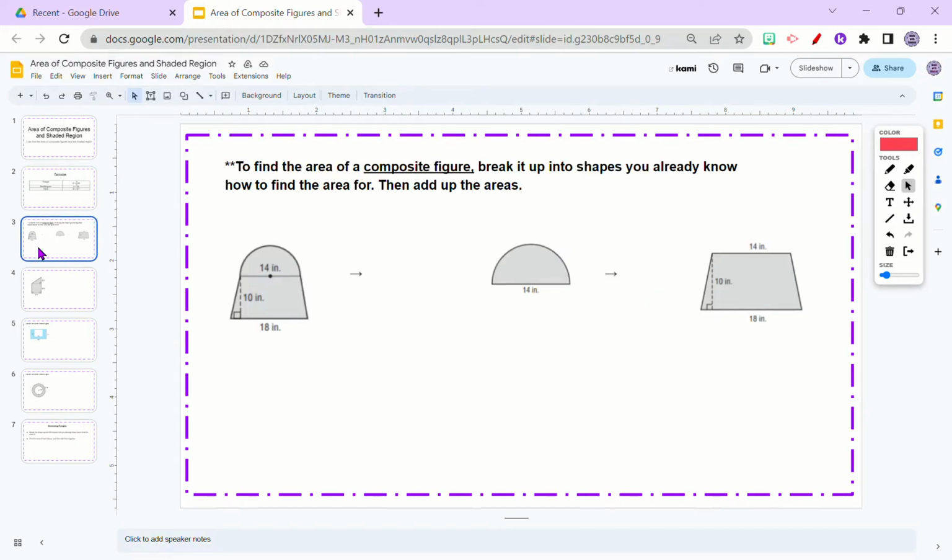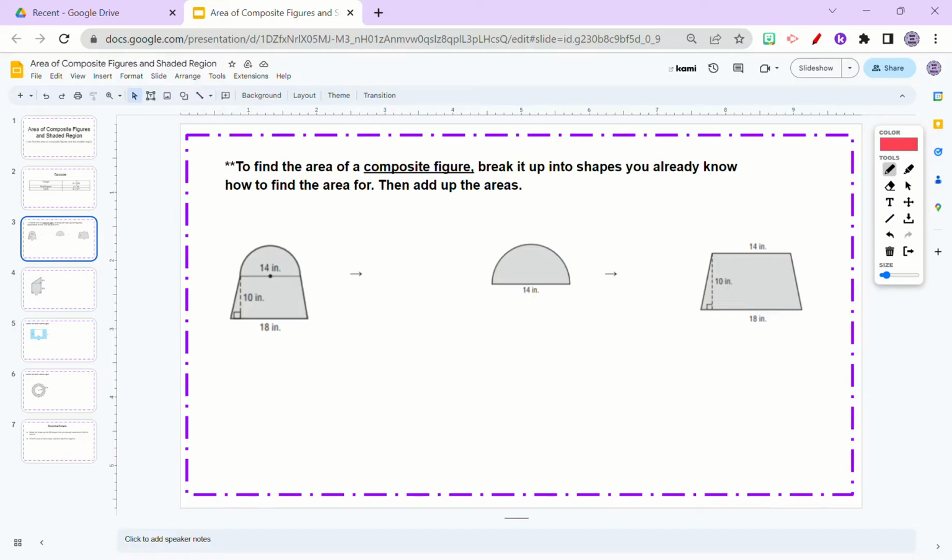To find the area of a composite figure, you want to break it up into shapes you already know how to find the area for, and then add up the areas. A composite figure is made up of other shapes, and you're going to decompose that figure into shapes you already know how to find the areas for. So I broke this shape up into a semicircle and the trapezoid, just so they're easier to work with.